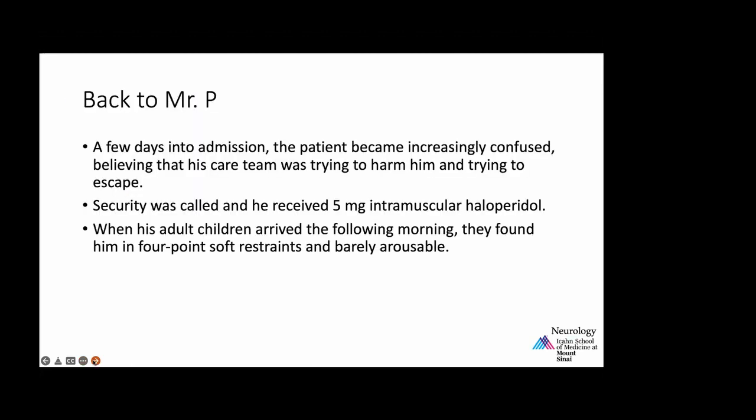Mr. P, as I said, got a little bit better when he did all of those interventions, but a few days into his admission, he became increasingly confused. He thought that his care team was trying to harm him and he was trying to escape. So security was called and he got 5 milligrams of intramuscular Haldol. When his children arrived the next morning, they found him in 4-point soft restraints, barely arousable. So you can imagine they were very distressed.